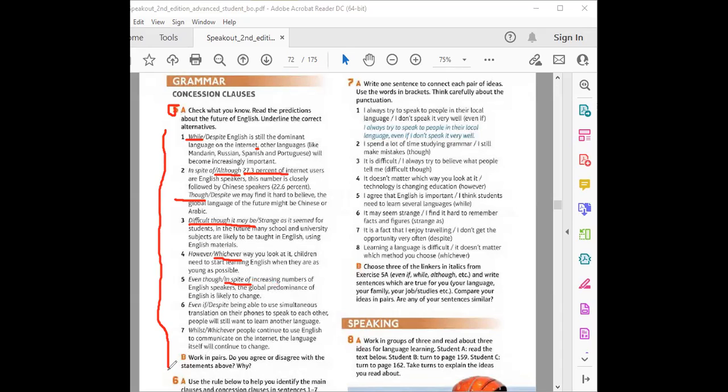And 6, go ahead, Tasneem, please. Okay. Despite being able to use, what's that word, teacher? Simultaneous. It means at the same time. Okay, simultaneous translation on their phones to speak to each other, people will still want to learn another language.